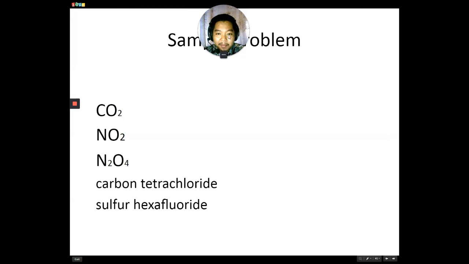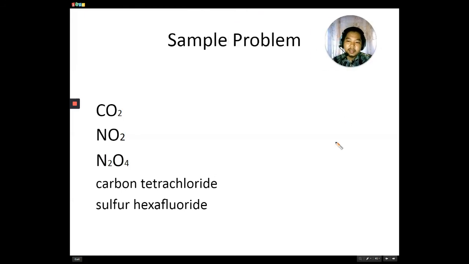So sample problem, we have CO2. Oh my god, I already answered that. NO2, N2O4. And then how about if we are to translate our chemical name or our compound name into chemical formula? Is it difficult or is it easy? So yeah, I'll give you time to answer this one. Just pause the video, because in a few seconds I'll be flashing the answer. Hopefully you pause the video.